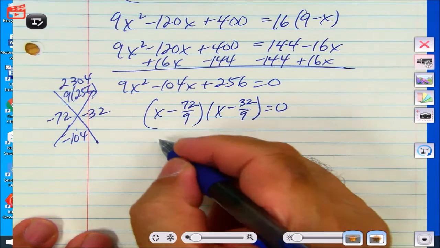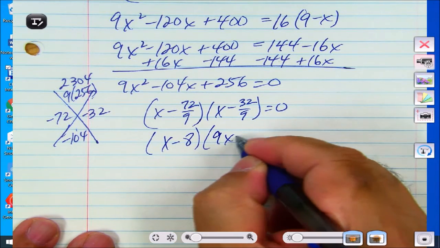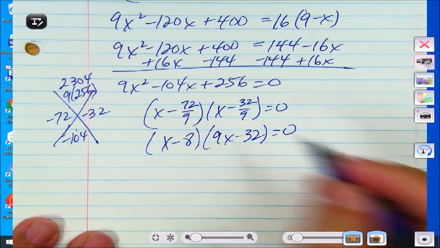All right, let's clean this up a little bit. That's going to be x minus 8. And here, if I'm given the factored form, I have to bring the 9 up.